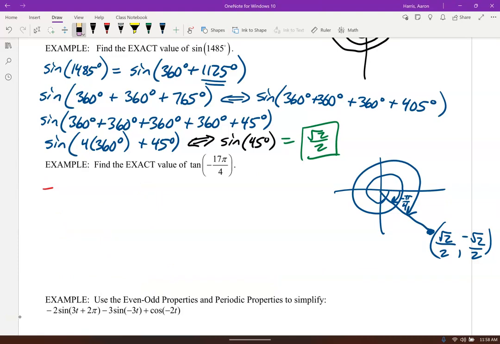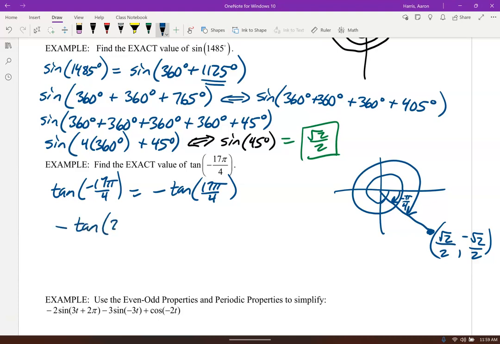You know, the tangent, since it's odd, tangent of negative 17 pi fourths is actually negative tangent of 17 pi fourths. And then you'd go through the same process. Well, that's 2 pi plus 2 pi plus pi fourths. So twice around and pi fourths. And then you'd do it just on the positive pi fourths, but you'd have to put a negative in front.